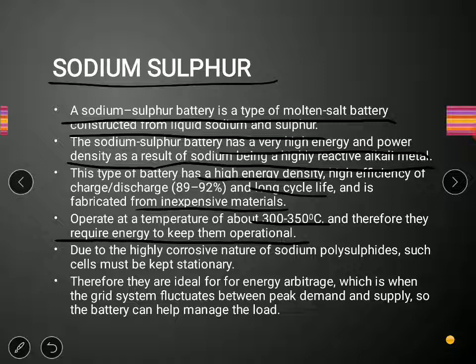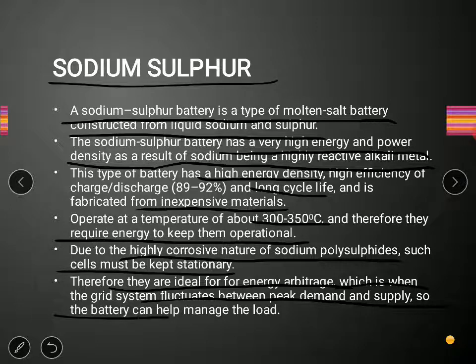Another problem is that highly corrosive sodium polysulfides are used, which are very corrosive. These cells might be stationary, so that means we cannot move them around. In case the corrosive materials, sodium or polysulfide, spill out, this is going to damage the surroundings. So this is again difficult to manage. Therefore they are ideal for energy arbitrage, which is when the grid system fluctuates. So if there is a fluctuation in the system, we can use this kind of battery system to supply, and the battery can help to manage the load. But then we have to look into the drawbacks as well.